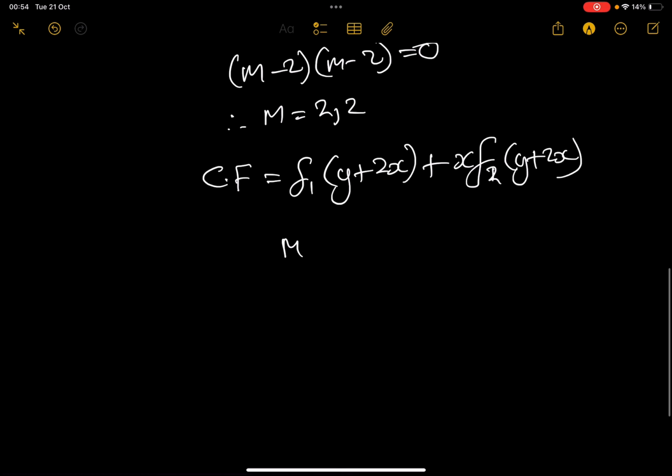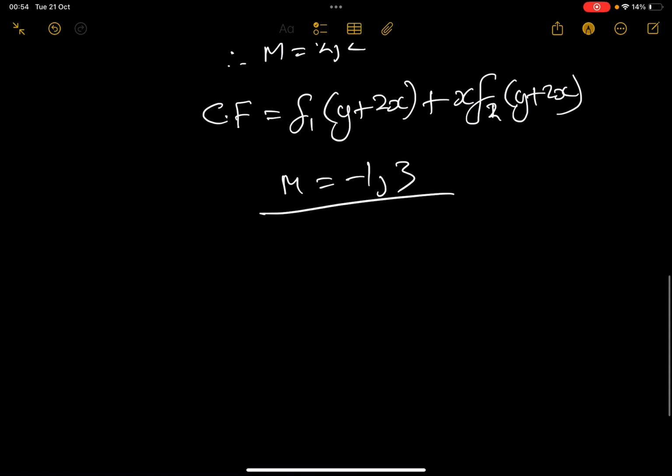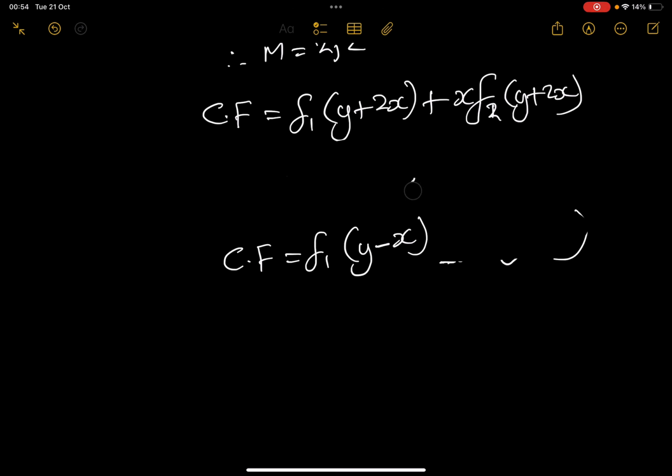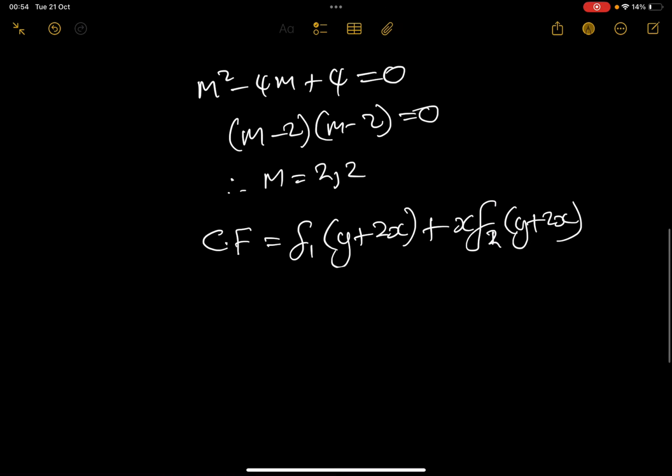Let's say maybe m had two distinct values like this. How are we going to write the complementary function? We are going to write it like this: f1 of (y minus x), since this one is negative, plus f2 of (y plus 3x), since this is positive, and you see now we don't have x here because there are two distinct values of m. So coming back to our initial question, we have now found the complementary function.